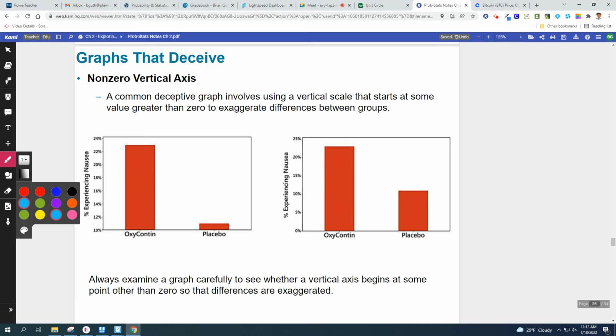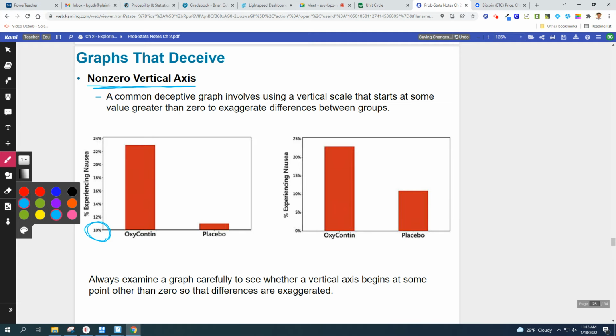All right, now we've gone through a bunch of different graphs that you might see, but we haven't really talked about why they could be deceptive. So, graphs that deceive. Non-zero vertical axis is a big one. A common deceptive graph involves using a vertical scale that starts at some value greater than 0 to exaggerate differences between groups. If you keep your eyes open, you might see this one, like in a newspaper or an article or something. And it has to do with not starting at 0.